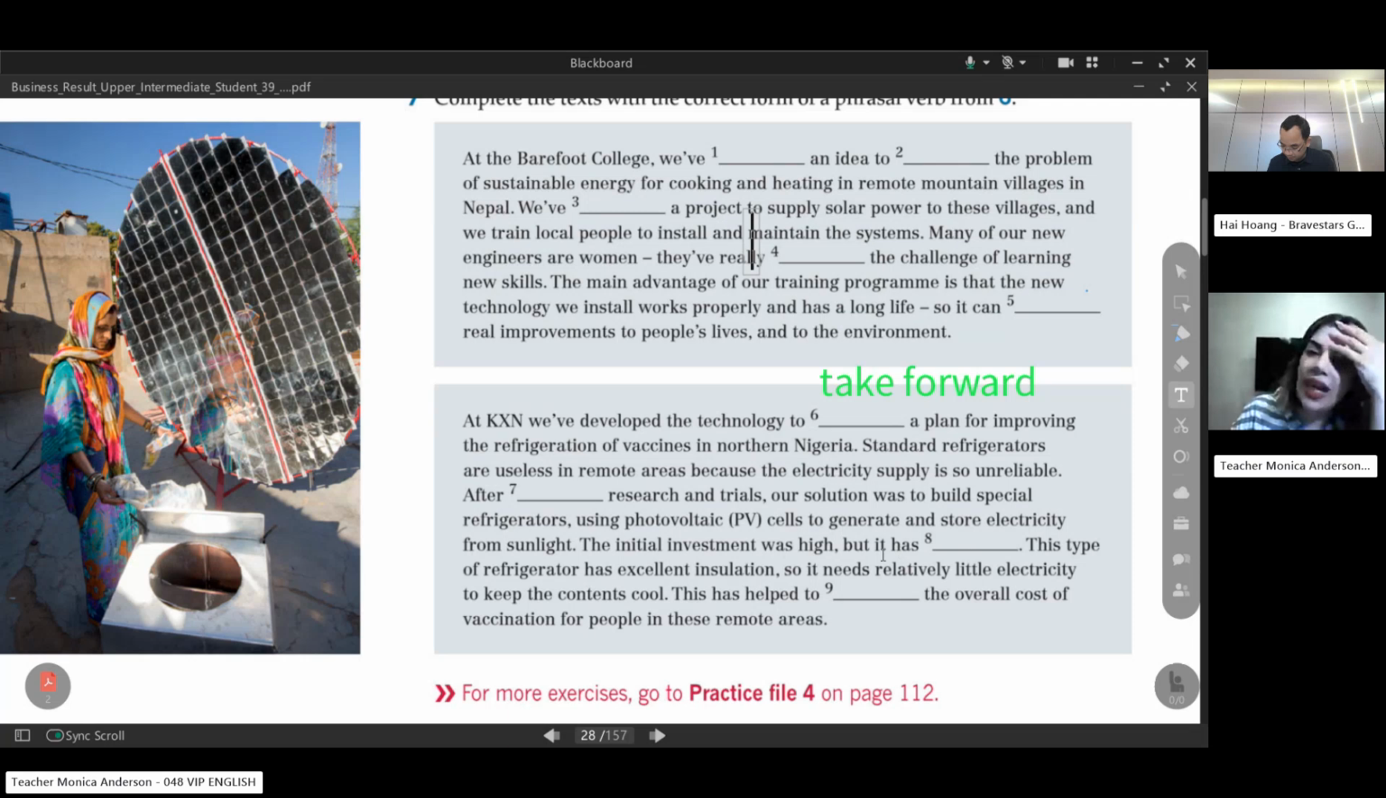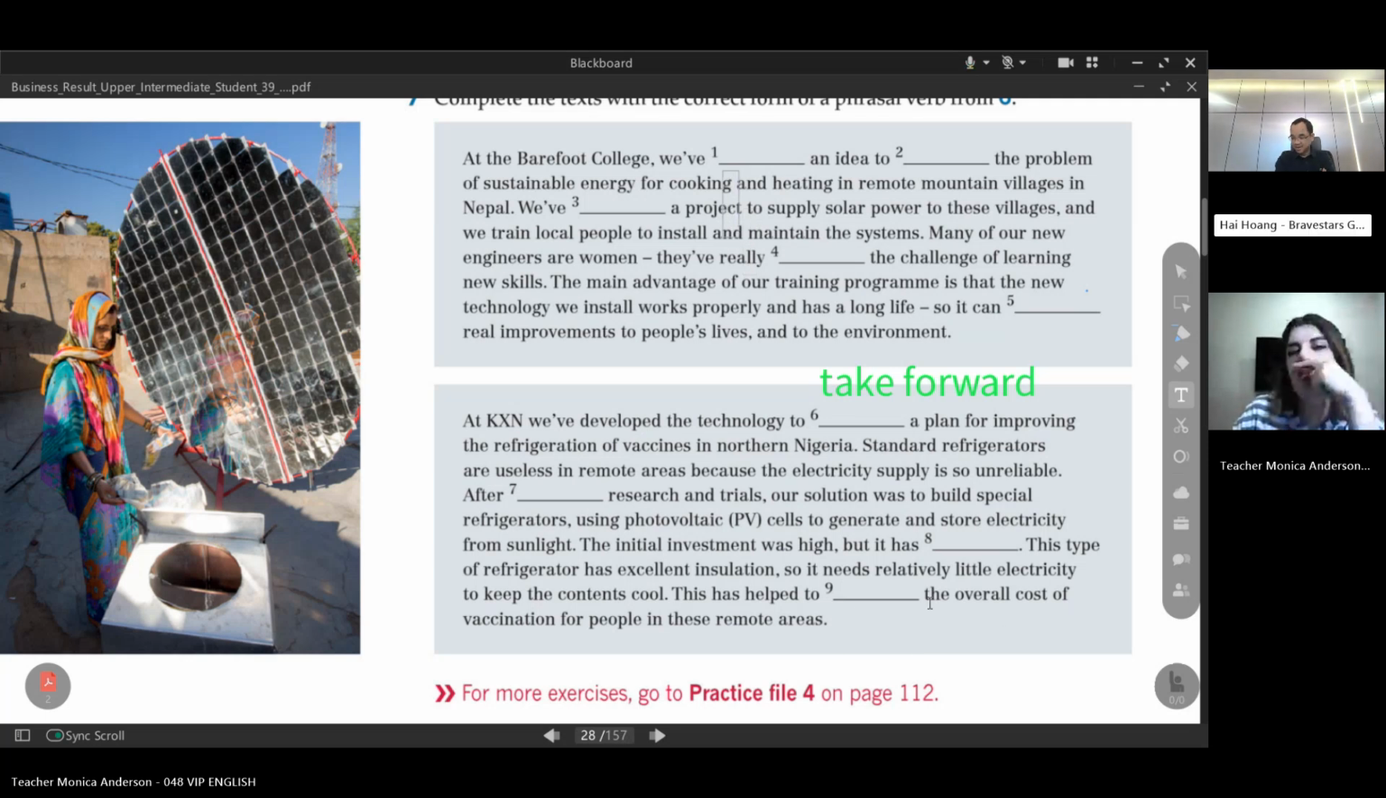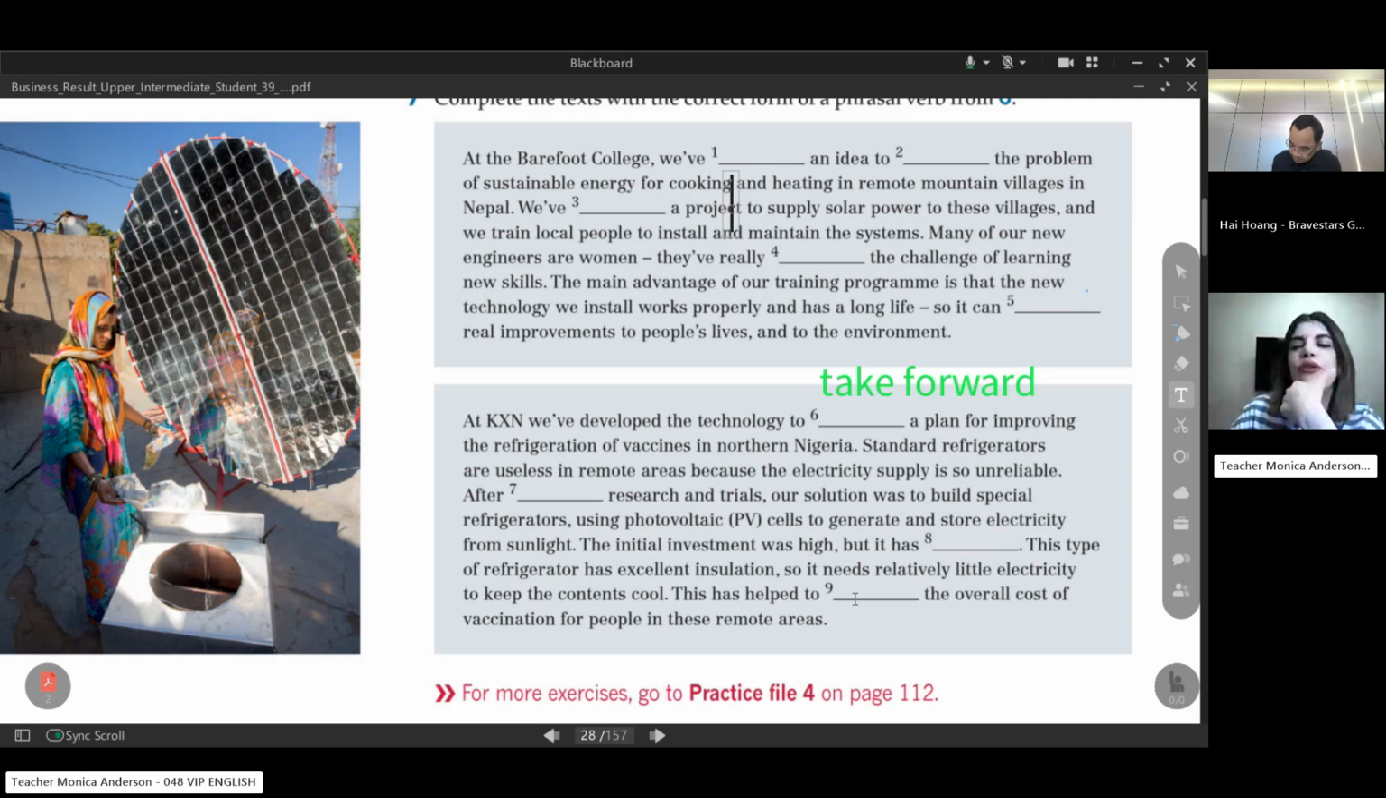This type of refrigerator has excellent insulation, so it needs relatively little electricity to keep the contents cool. This has helped to reduce, bring down. Here, bring down is good. Bring down, of course, to reduce the overall cost. Very good.